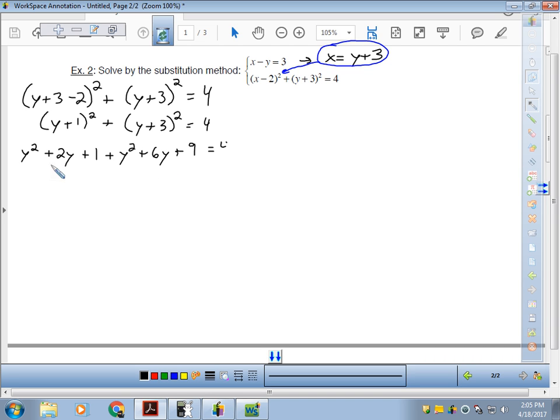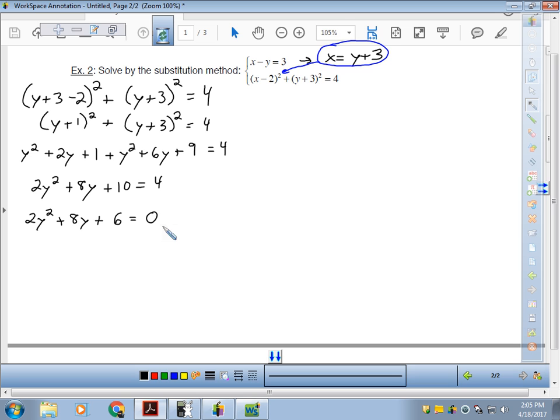Combine like terms. We have a y squared and a y squared, so we get 2y squared. I have 2y and 6y, so that gives me 8y. And I have 1 and 9, so that gives me 10, equals 4. Now, because there are y squareds and y's, we would want to set this equation equal to 0 so that we can solve. To do that, we need to move the 4 over. So we'll have 2y squared plus 8y, and then 10 minus 4 is 6, equals 0.